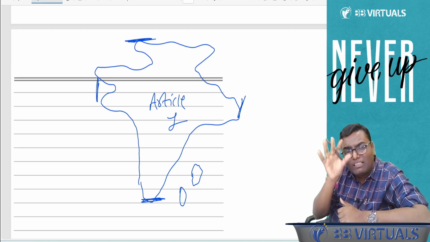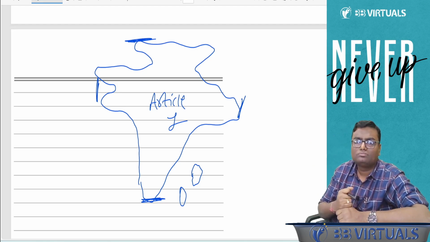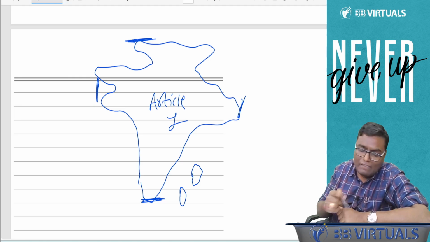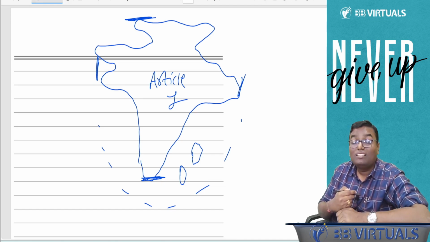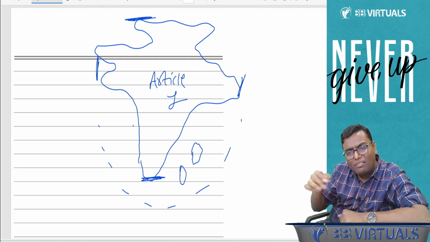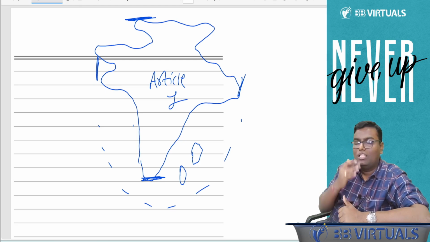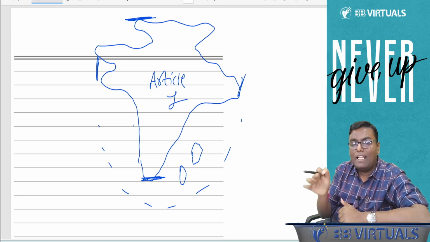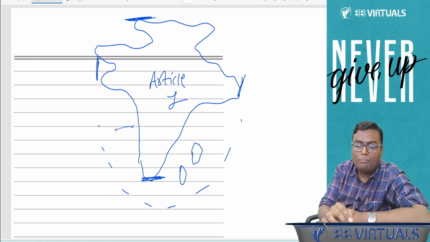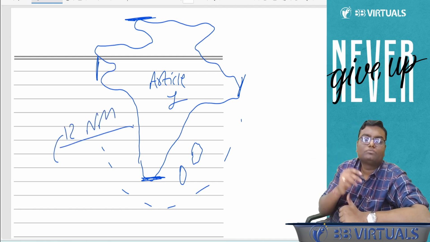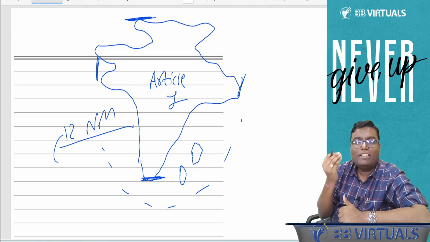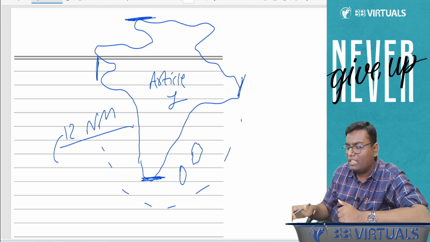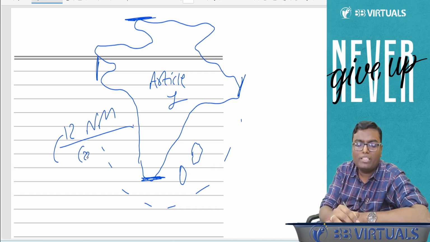But is this the only India? No. Can I say that on three sides we have water also? This water also belongs to India, no? But does the entire water belong to India? No. The United Nations has decided, and what has the United Nations decided? Up to 12 nm. What is the meaning of nm? Nautical miles. It is one kind of measurement to measure water. 12 nautical miles is approximately 22 kilometers.